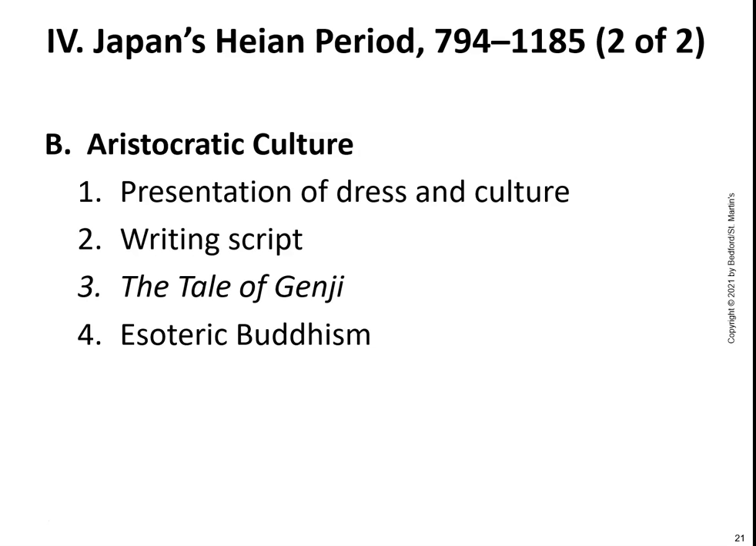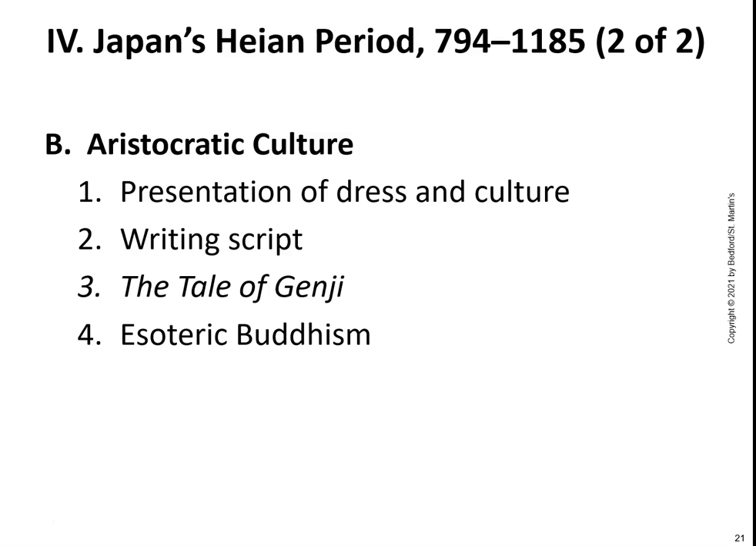For the Japanese aristocracy, the presentation of dress and culture was more important than skills with horses or swords. The Japanese established their phonetic style of writing script with characters simplified from Chinese characters. They produced epic tales and literary masterpieces, and one of those is the Tale of Genji. So we do have a sense of what it was like, the epitomized life of Japan, through these epic tales and masterpieces.